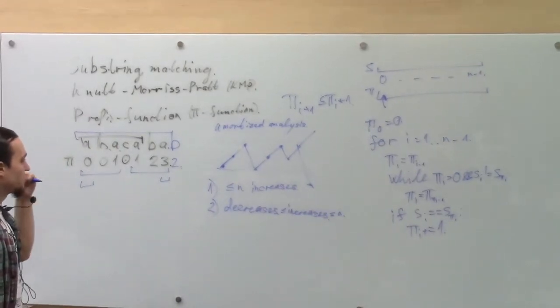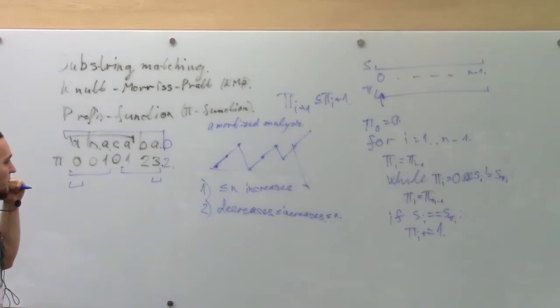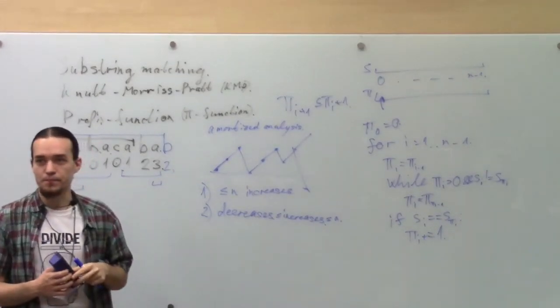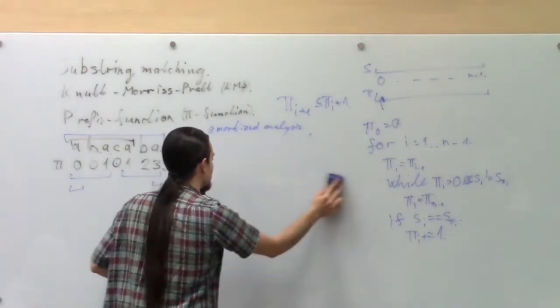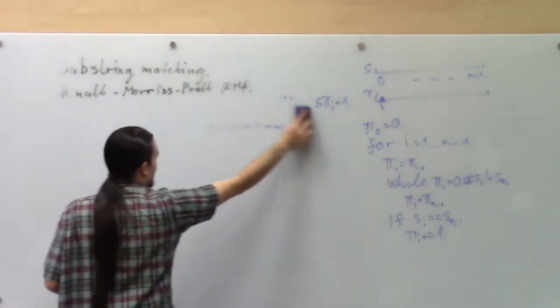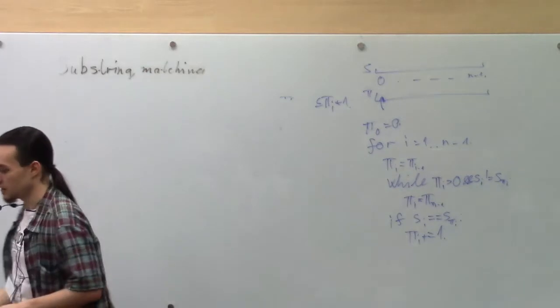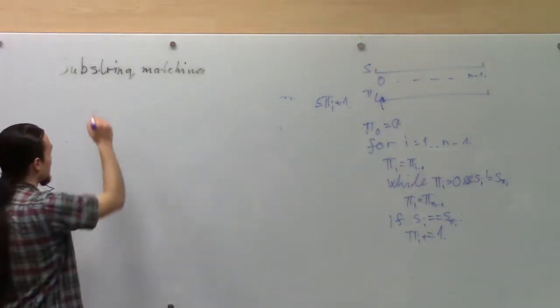So yep, here is how we match a substring in text with the prefix function. Are there any questions at this point? Okay. Let's move on to the next approach, which is kind of symmetrical, and that's what's called the Z function.